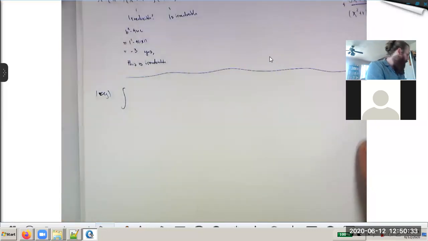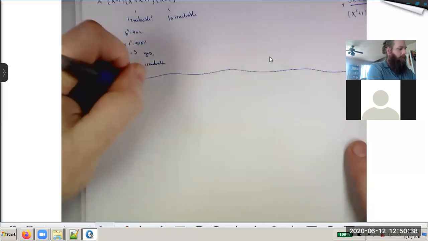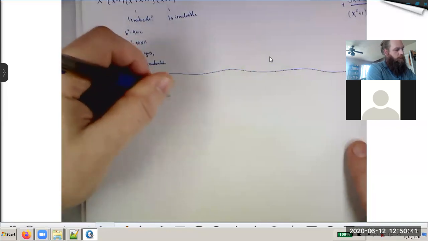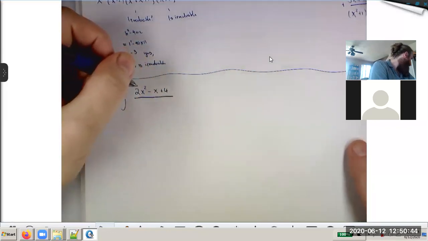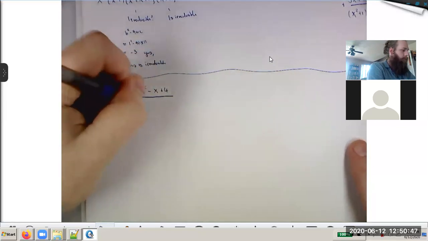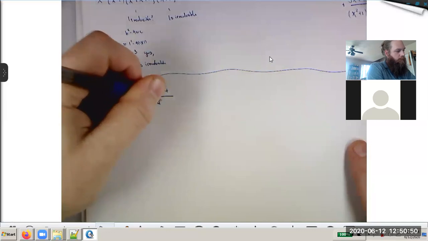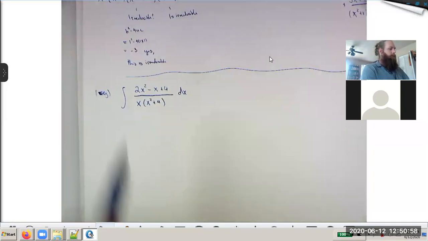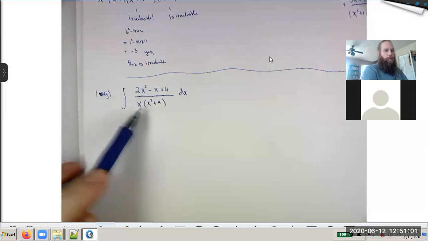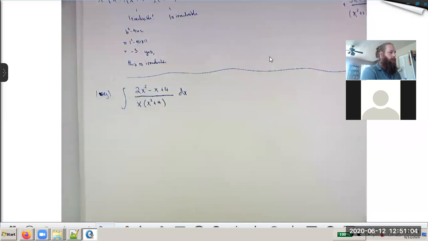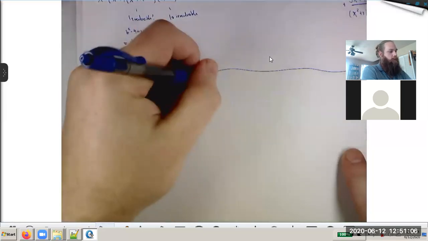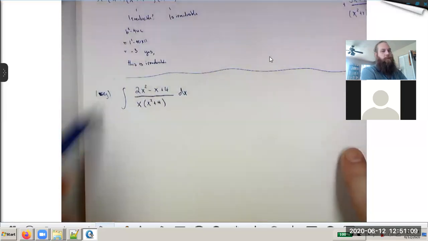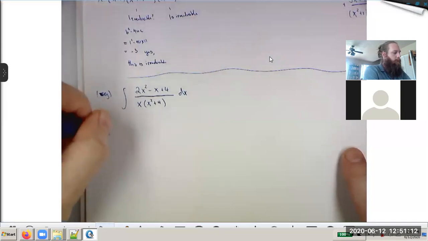If I wanted to do the integral of 2x squared minus x plus 4 over x times x squared plus 4, I recognize that the integrand is a rational function. The degree of the top is 2. The degree of the bottom, if I multiply this out, is 3, you can see. So it is a proper rational function. So I step aside from the integral and I set up the PFD.